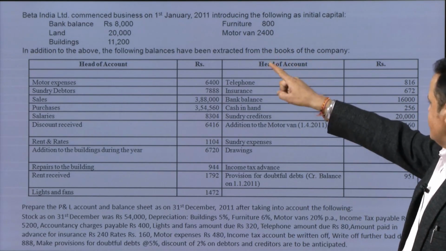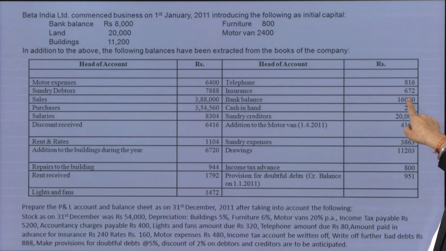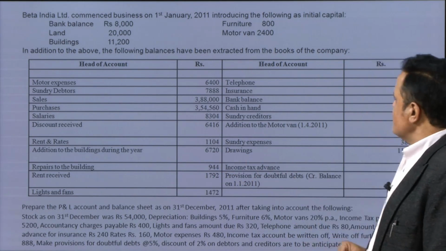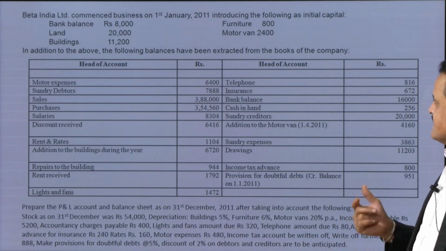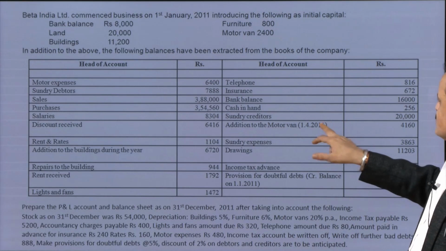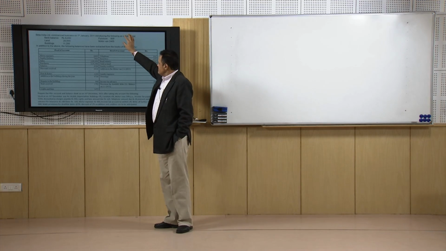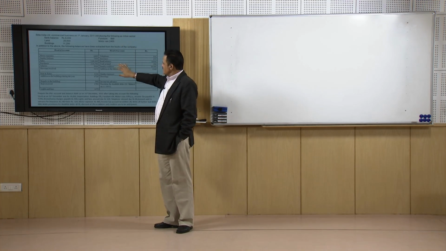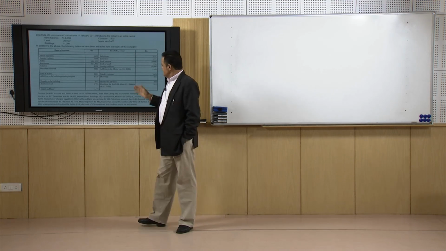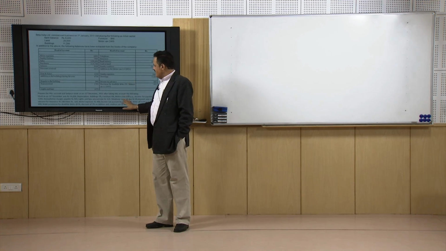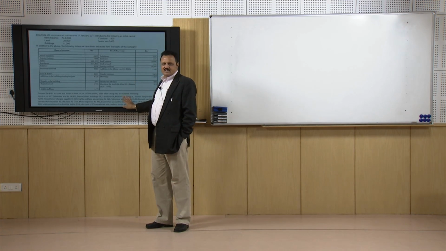For the bank, 8,000 plus 8,000, so 16,000 we have to take into account. Land only 20,000. Buildings 11,200 plus 6,720, and furniture only 800, and the motor van 2,400 plus 4,160. This is the information. We started with opening balances. We had all these different transactions during the year. So we ended up with these balances from the trial balance, and apart from these balances we have this additional information also which needs to be adjusted as we have been doing in the past.